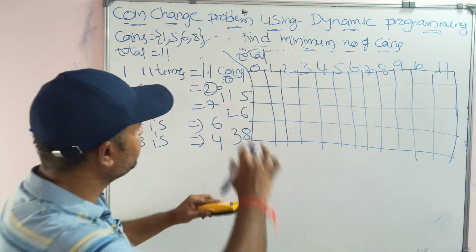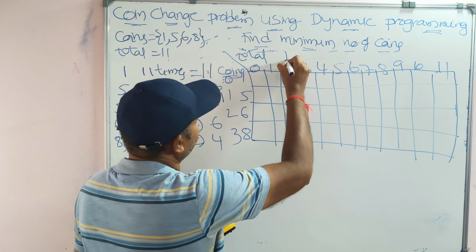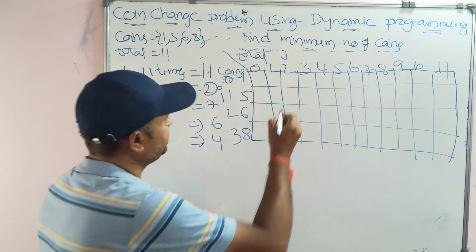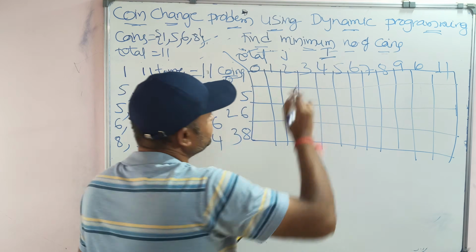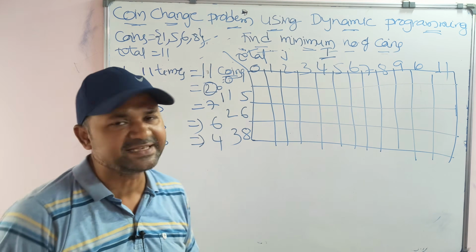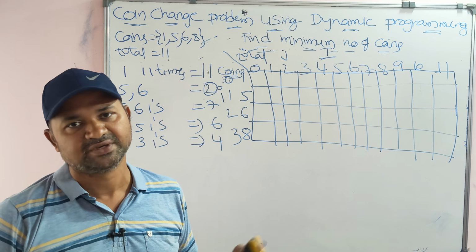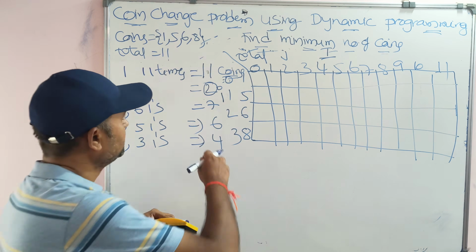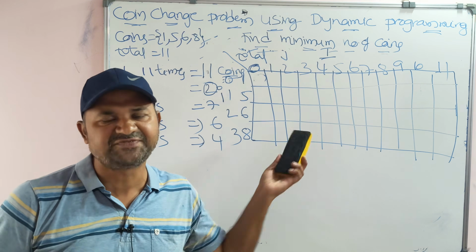Now in this table, in order to perform operations on the column, let us use a variable called J. Let this matrix name be T. Here this table contains coins, so the minimum number of coins. Now let us fill the table.